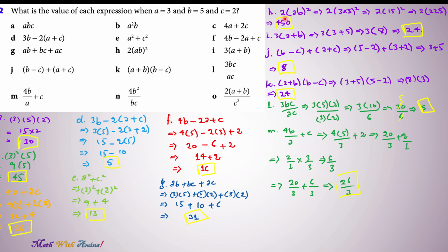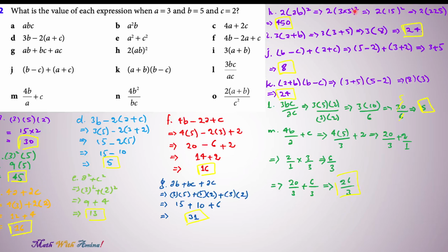Next we have 2 into ab whole square. Again we start with replacing the variables with their values. a and b are in multiplication, so 3 multiplied by 5. 3 multiplied by 5 is equal to 15.